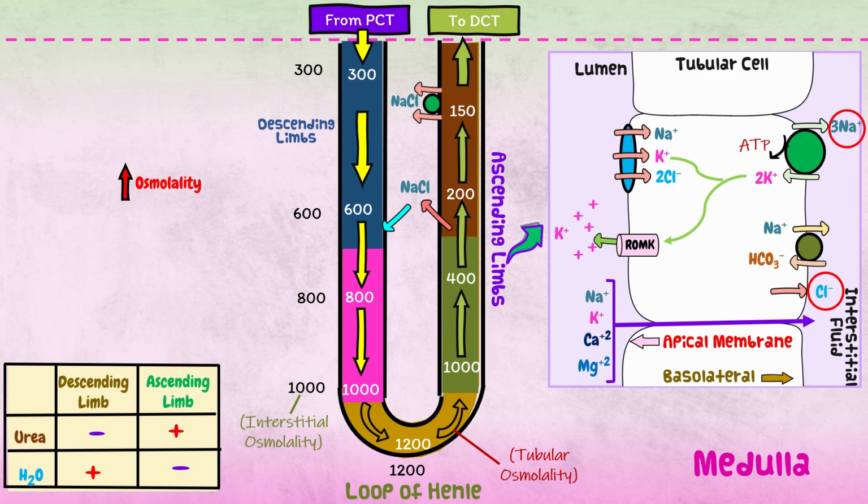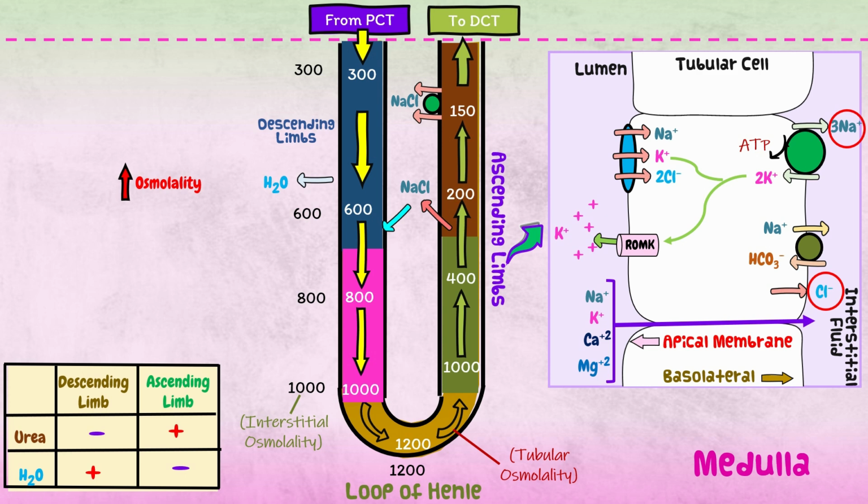When the fluid passes from the proximal convoluted tubule into the thick descending segment, water is reabsorbed from the tubule into the outer medullary interstitium by means of osmosis. And we know that osmosis is the movement of water from a region of lower concentration towards the higher concentration. The hyperosmolality of interstitial fluid causes water movement out of the tubule into the medullary interstitium.